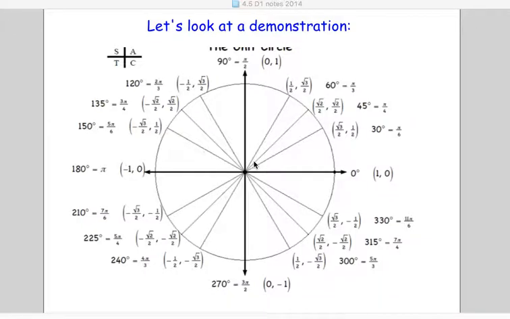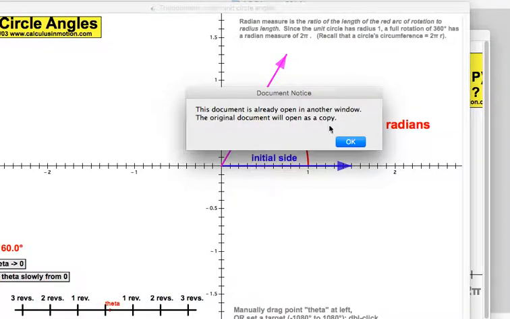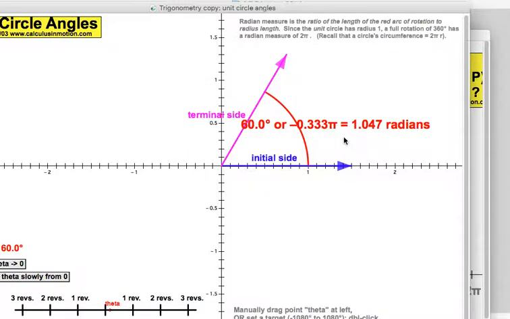All right, now we're going to look at section 4.5. We're going to be graphing trig functions now. So to start, I wanted to just show you a little demonstration. Give me a second here to get it running.